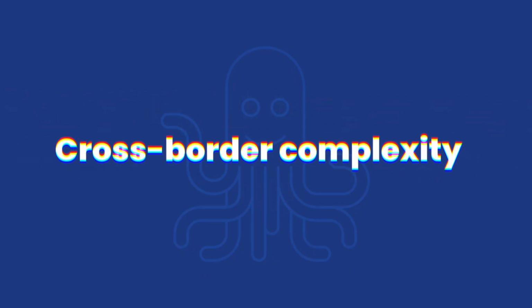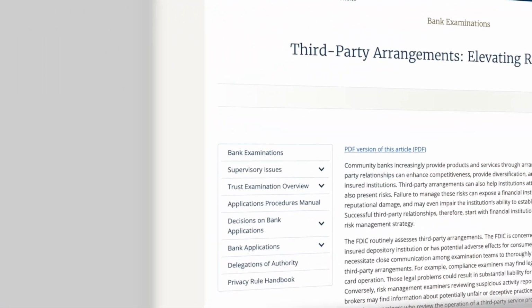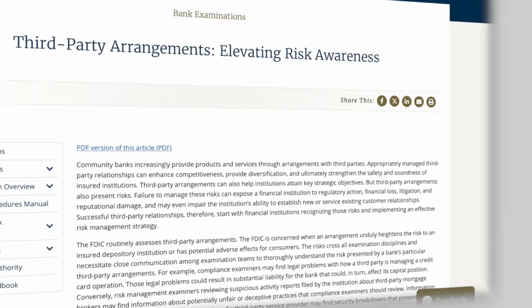Challenge 4, cross-border complexity. International vendors often struggle to understand UK regulatory requirements, leading to compliance gaps. The FDIC has documented numerous examples of third-party compliance failures, and industry analysis shows that cross-border compliance challenges arise when companies operate in different jurisdictions and must comply with different regulatory frameworks, laws, and cultural norms. This is a widespread challenge we see across the industry. Vendors operating in multiple jurisdictions struggle to keep up with different regulatory expectations in each market they serve.